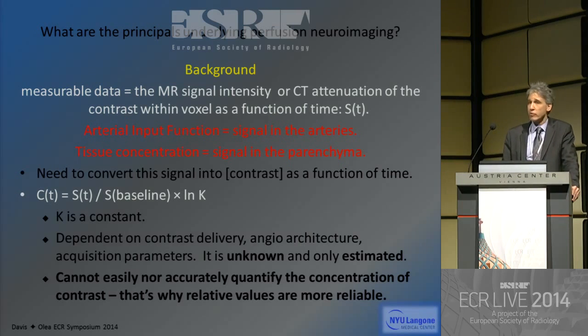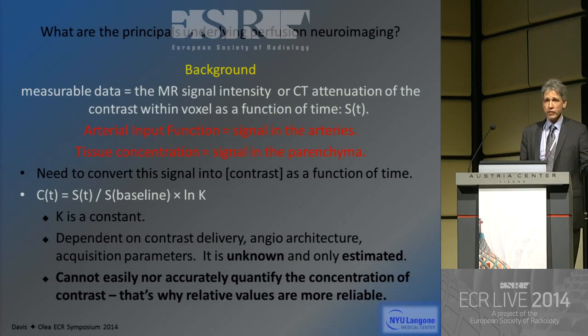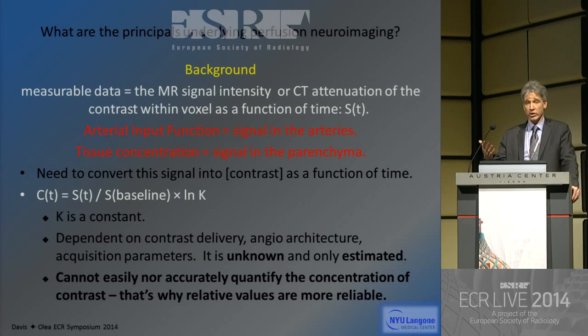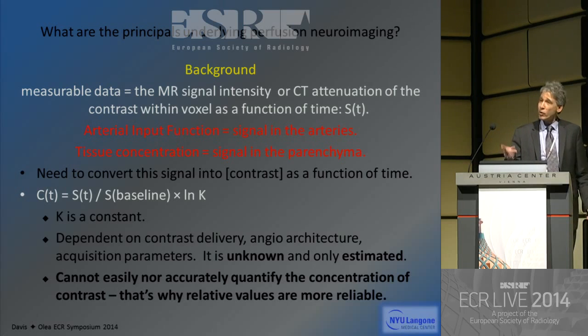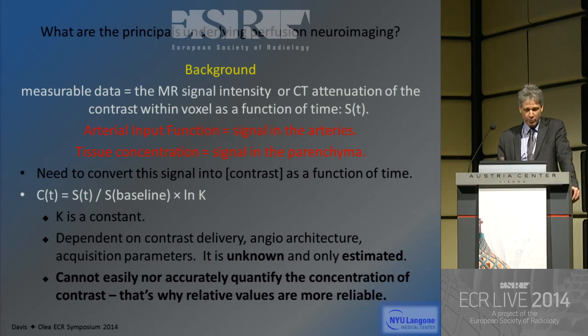The way we do this is a simple equation. The contrast over time is equal to the signal at a given time divided by the baseline, just to give you a proportionate ratio, times the natural log of k. And now you say, aha, what's the natural log of k? That's a number that I don't know as a clinical practicing radiologist. K is a constant. It's a mathematical constant, and it depends on the contrast delivery, the angioarchitecture, and the acquisition parameters. For any given patient, K is unknown.